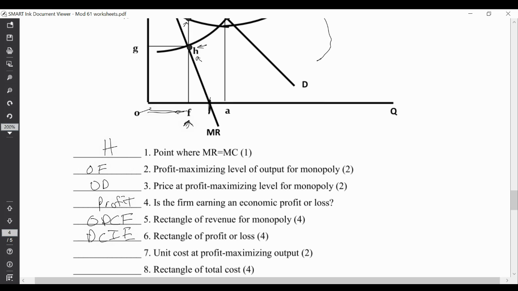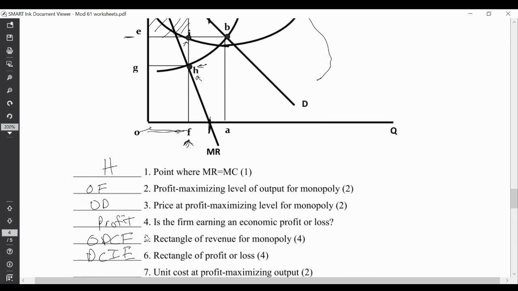It says, what is the unit cost at the profit maximizing output? What is the unit cost? It essentially costs per unit to produce right here at E, because that's at point I. So the unit cost is essentially E. That would be the unit cost, right? Yeah, that would be the unit cost. Would be E.